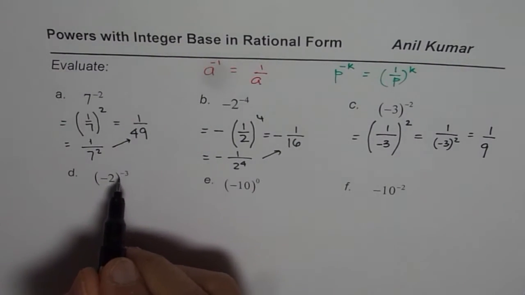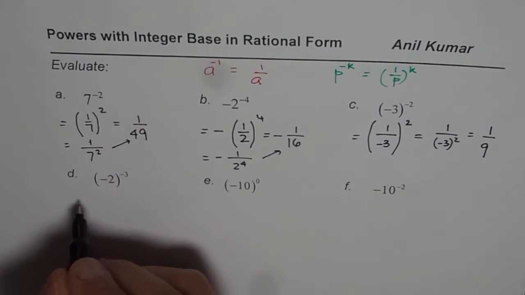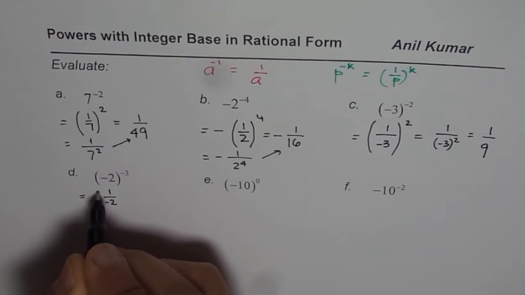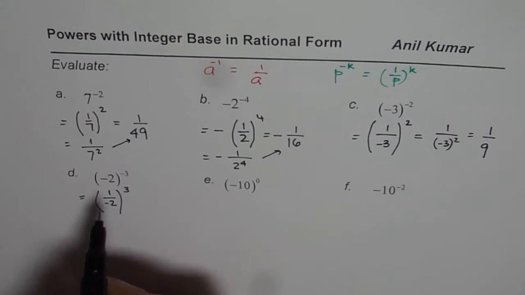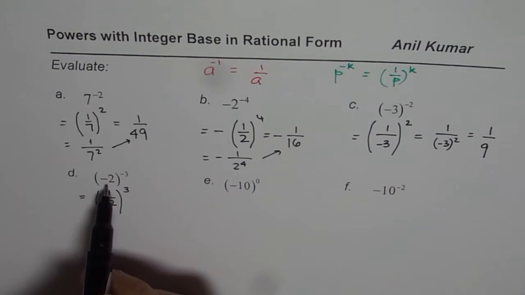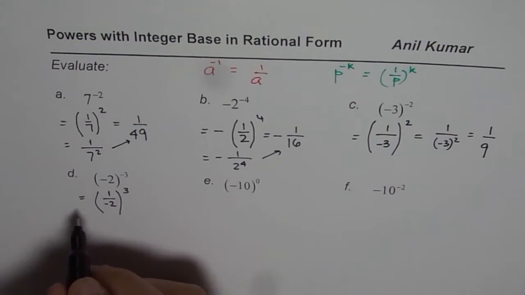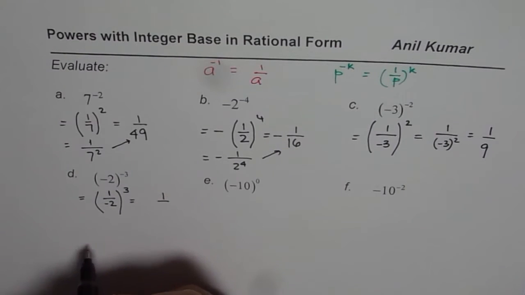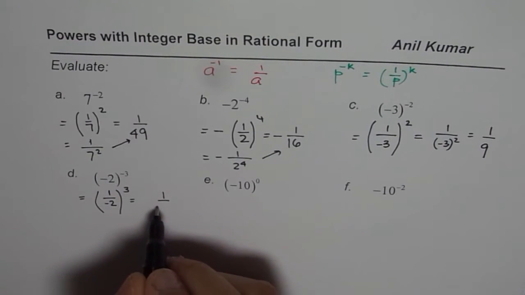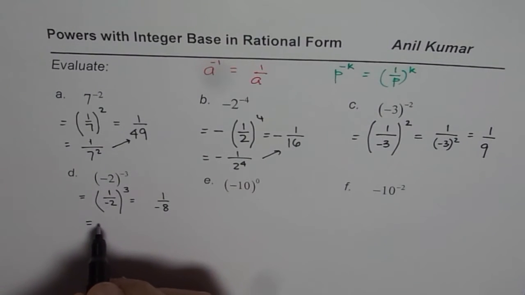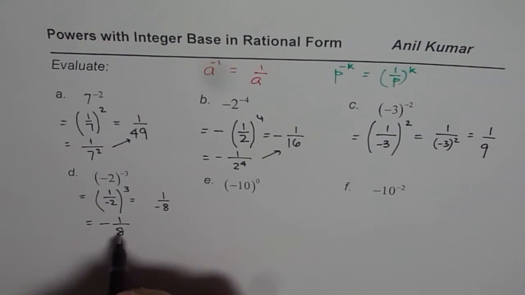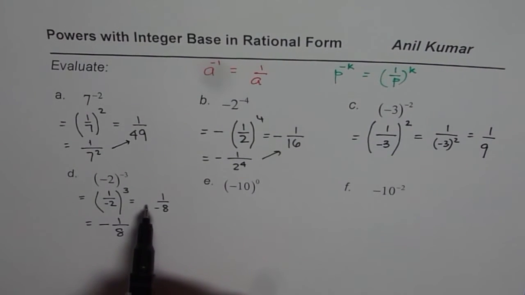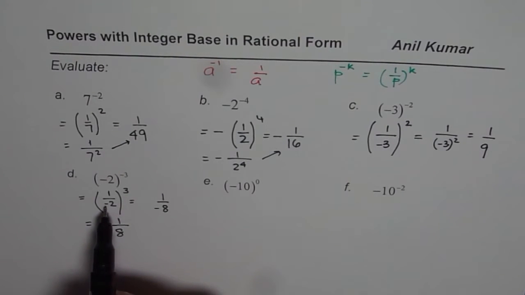Minus 2 to the power of minus 3 is kind of similar to this. So minus 2 to the power of minus 3 could be written as 1 over minus 2, right? And everything to the power of 3. We have taken care of this negative number by writing reciprocal of minus 2, right? Now this is equal to 1 over minus 2 cube. How much is minus 2 cube? Minus 2 cube is minus 8. And what we get here is negative 1 over 8. You get the idea, right? Because when you do minus 2 times minus 2 times minus 2, you get 8 with a minus sign, right?